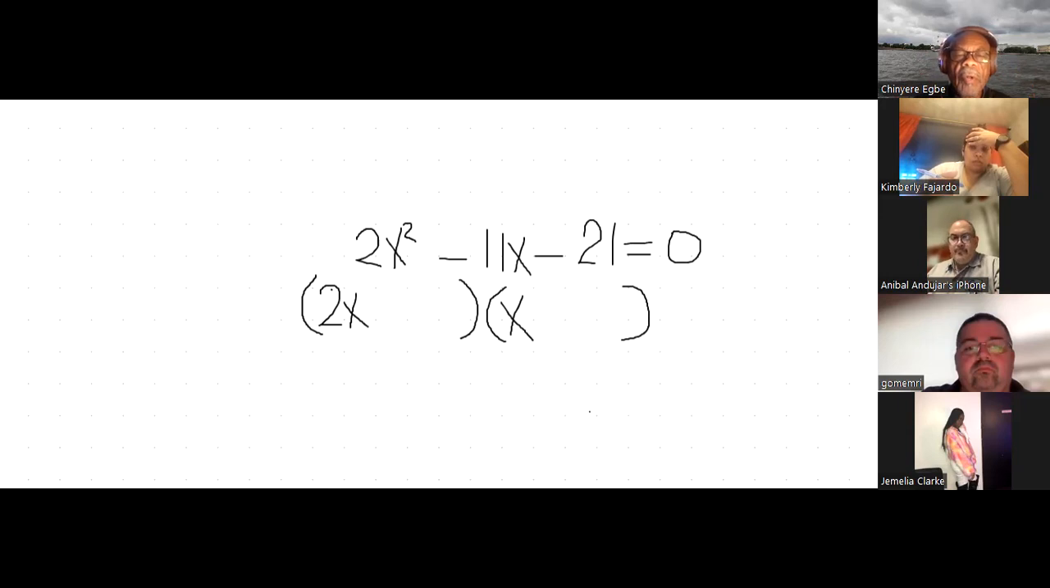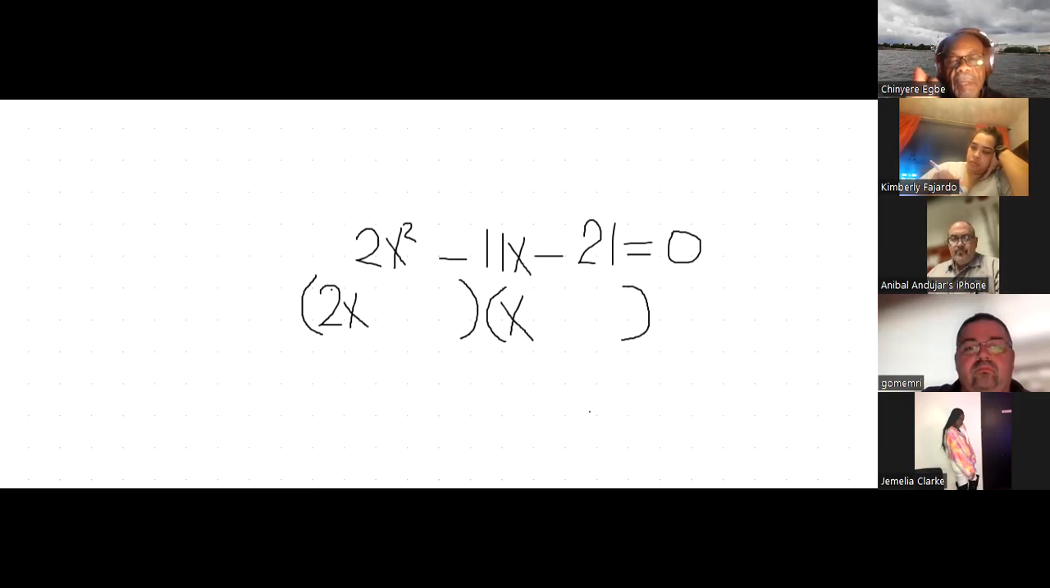Now, for 21, what are the 2 or 3 or 4 values that can give you 21? Okay, 7 times 3 is 21. Of course, 21 times 1 is the other one. Okay, it depends. If you had 18 over there, then you need 3 times 6 and 2 times 9, or 18 times 1. We don't know which one will do it.